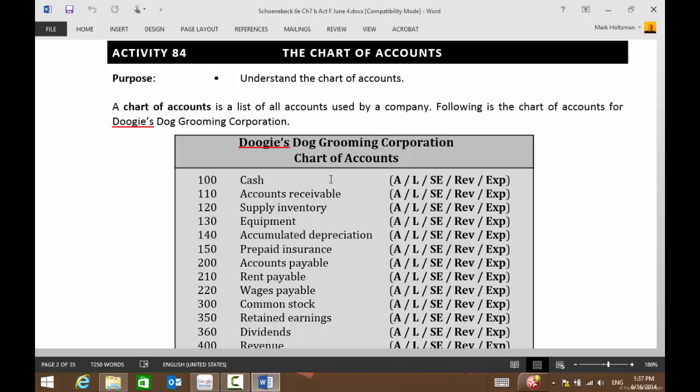Different things you want to keep track of. So you want to keep track of how much cash you have, how much accounts receivable, and things like that. And we have different kinds of accounts. And let's just go over this.